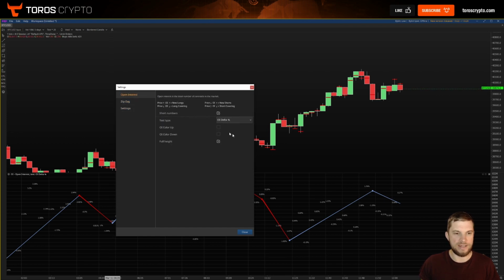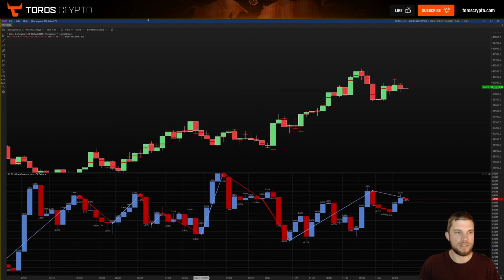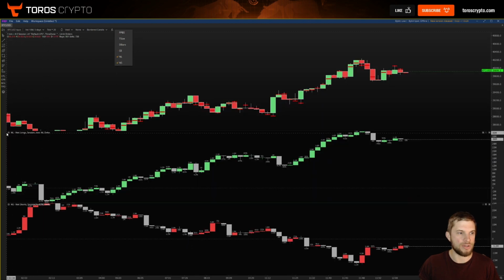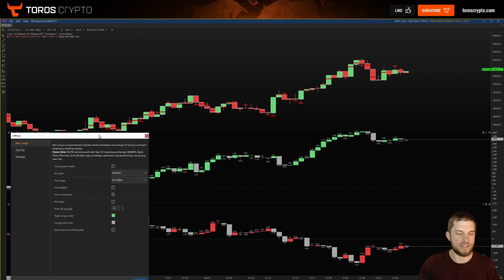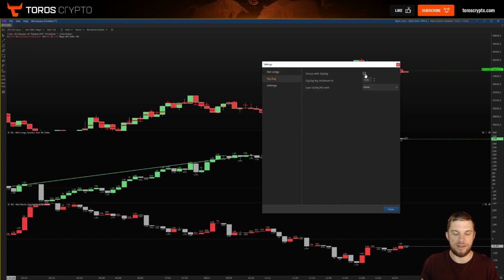Okay, so that is again open interest options that are available. Let me just do that so I don't ruin it for myself later. And then for net longs and net shorts, you have the same kind of customization options available. So all these different things, whether you're looking at full data or just for the session, the opacity of the fill and everything like that, you can turn on zigzag for this as well.